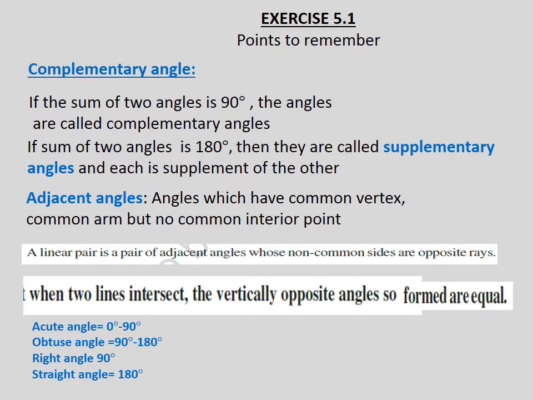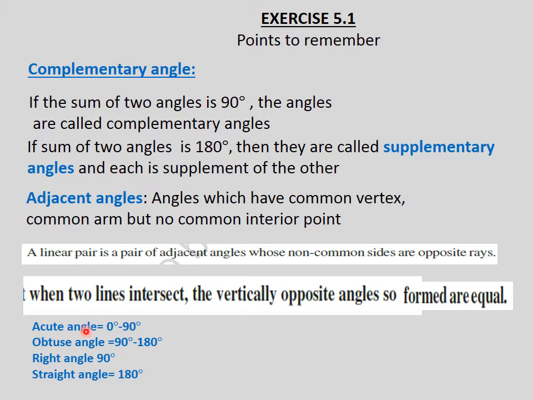Now here are some points to remember. Again I am repeating. Complementary angle: sum of two angles is 90 degrees, then they are called complementary angles. If sum of two angles is 180 degrees, then they are called supplementary angles, and each is a supplement of the other, isn't it? Adjacent angles: angles which have a common vertex, a common arm, but no common interior point. A linear pair is a pair of adjacent angles whose non-common sides are opposite rays. When two lines intersect, the vertically opposite angles so formed are equal.